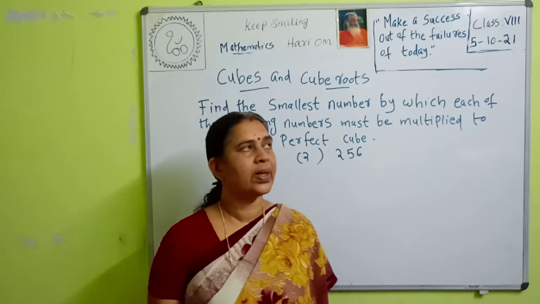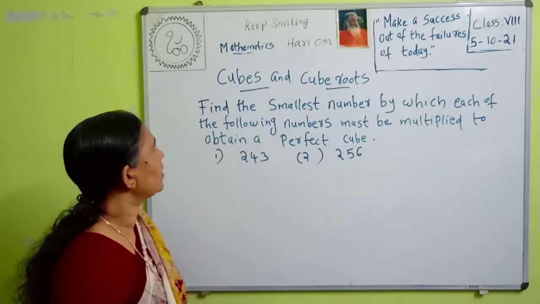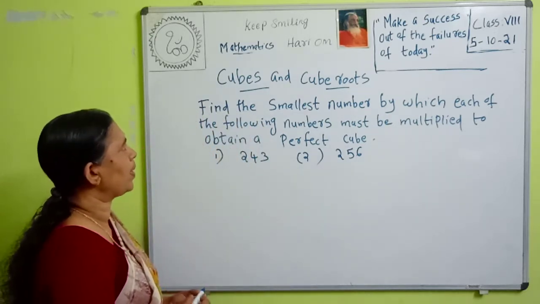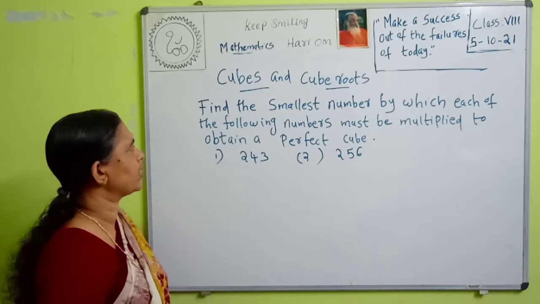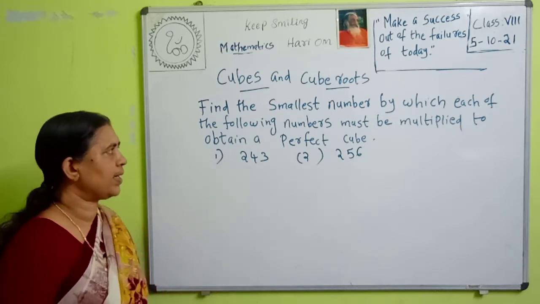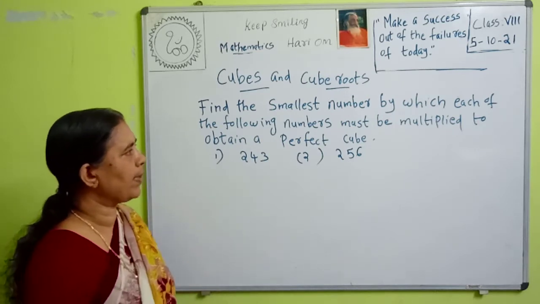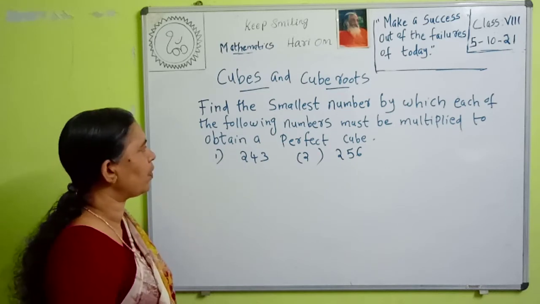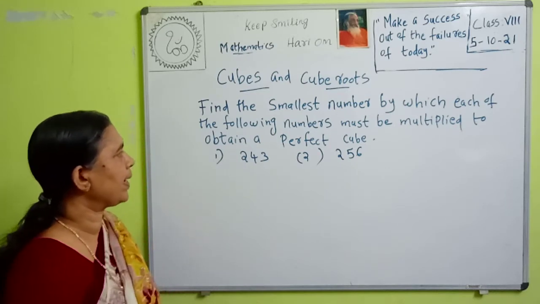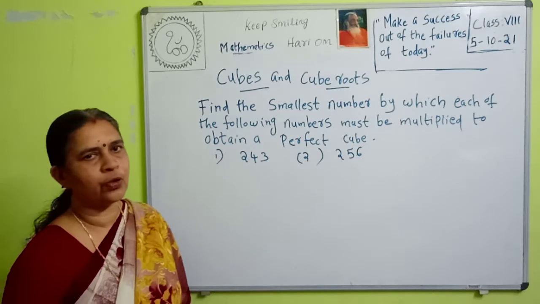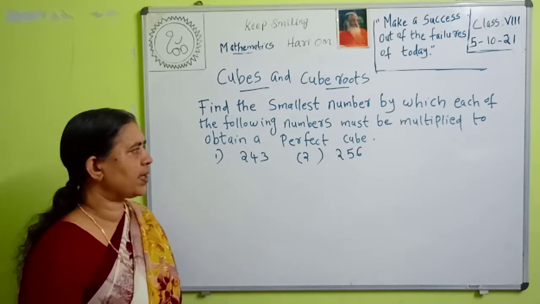Then today we can do some problems based on cubes and cube roots. One question: find the smallest number by which each of the following numbers must be multiplied to obtain a perfect cube. What do you mean by perfect cube?